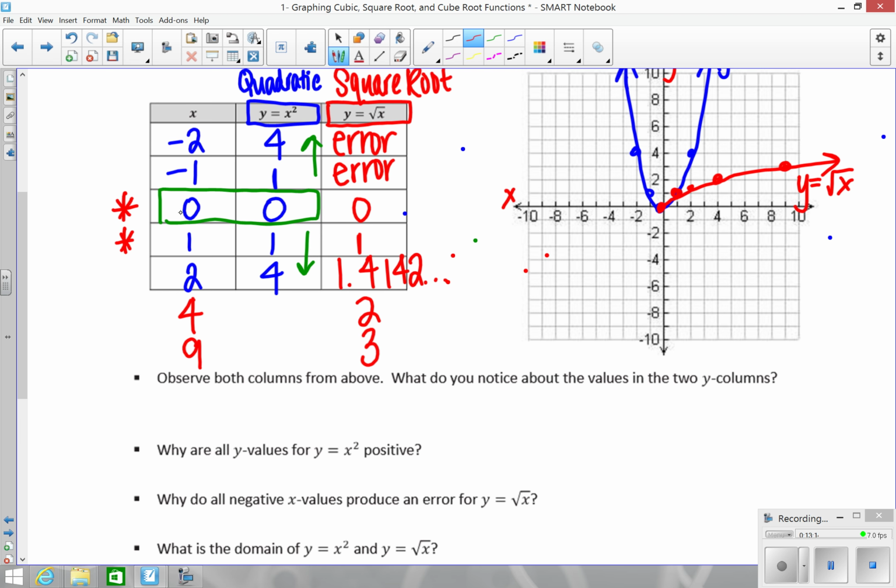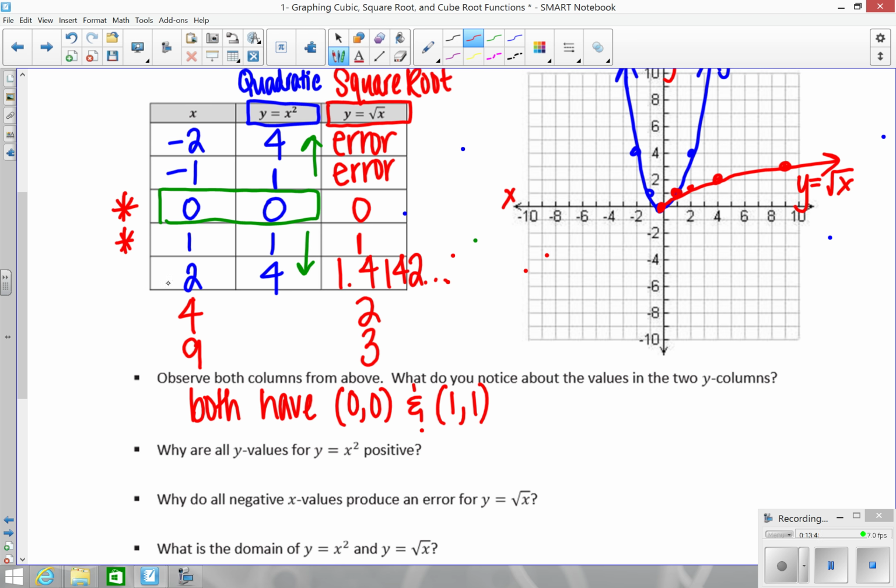I see that I have some common points, and if you look at the graph, they intersect at those two common points. So both graphs have (0, 0) and (1, 1) as coordinates. So hopefully you kind of see some relationship there. You might also notice that you have some similarities here.